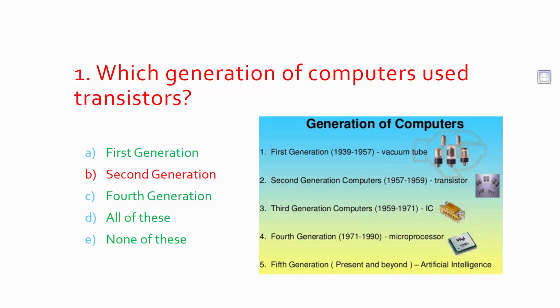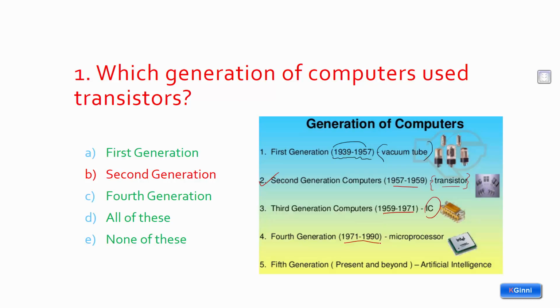Generations of computers. The first generation, you can see, is from 1939 to 1957. Vacuum tubes were used at that stage. Then comes the second generation, our answer, from 1957 to 59. At this stage, you can see transistors are used. Next up is the third generation, from 1959 to 1971. ICs are used at that stage.